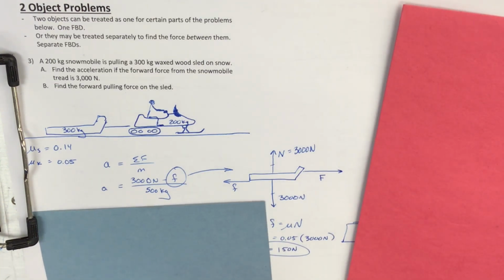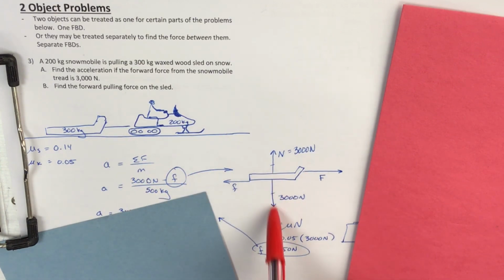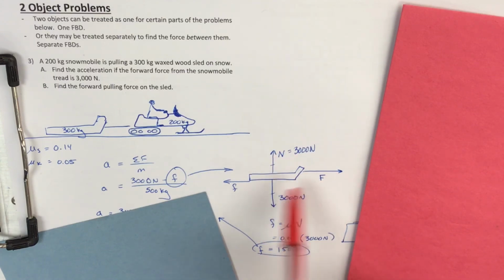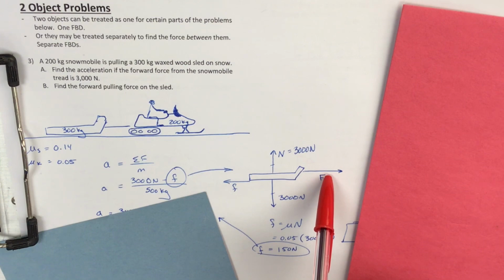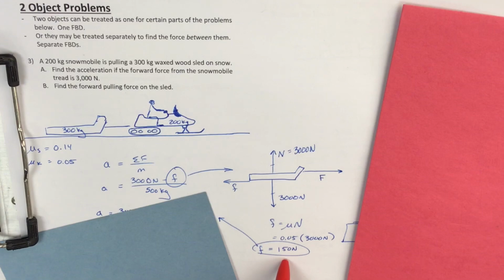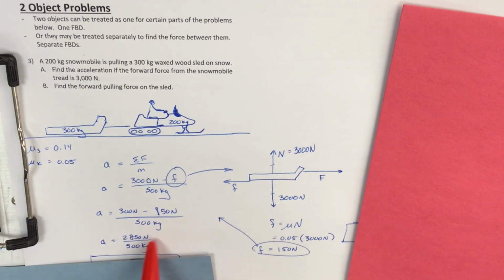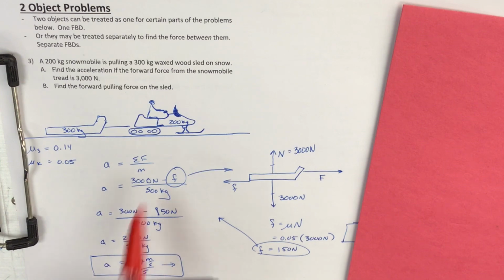Over here, I have a free body diagram of the sled itself. 3,000 newtons down, 3,000 newtons up. Those two balance each other, the normal force and the weight. Forward force, friction force. This one's bigger because it does accelerate. So just the coefficient of friction times the normal force, you're assuming that it does slide, so that's 0.05 times the normal force of 3,000, which gives you 150 newtons. So 3,000 minus 150 divided by 500 gives you the acceleration. 2,850 divided by 500 gives you 5.7 meters per second squared of that system forward.